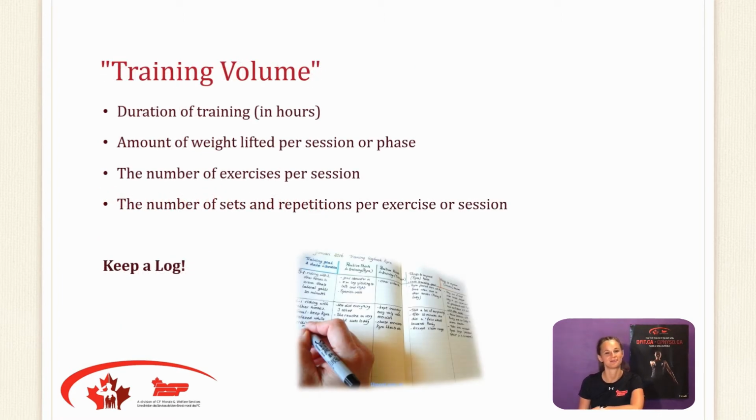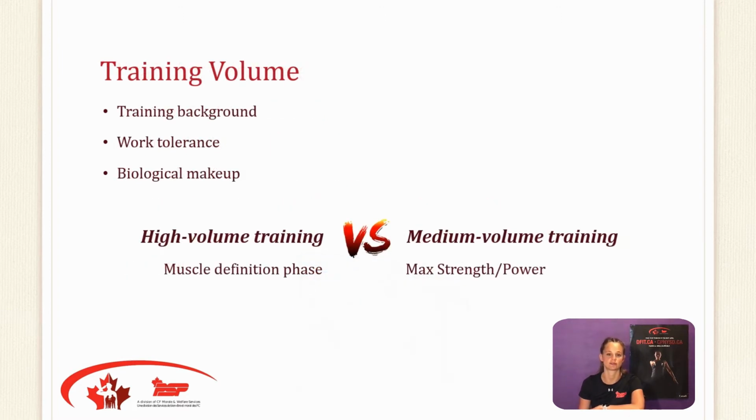So, training volume. Training volume becomes more important as athletes approach high performance. This is the quality of work performed and incorporates the following integral parts: the time or duration of training, the total amount of weight lifted per training session or phase, the number of exercises per training session, the number of sets and repetitions per exercise or training session. It is recommended to maintain training logs to monitor the total volume of work performed and help plan it for future weeks and months. A workout booklet, notebook, phone or app in your phone are some ways to do this.